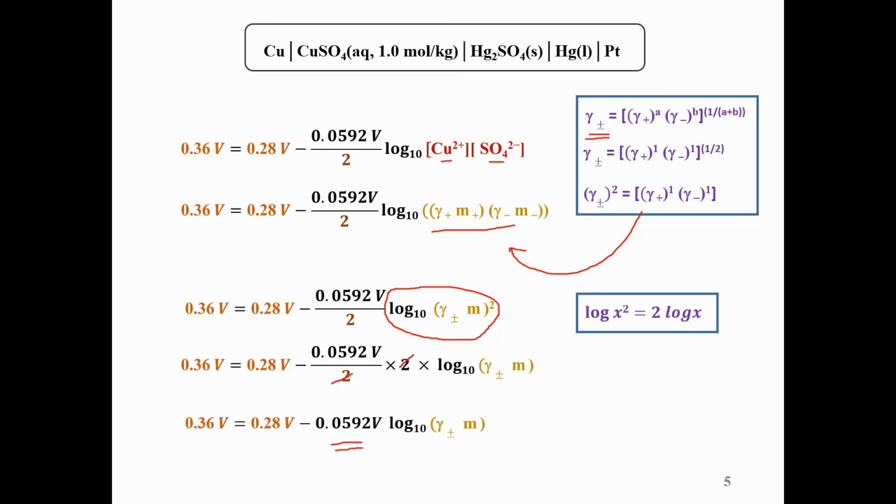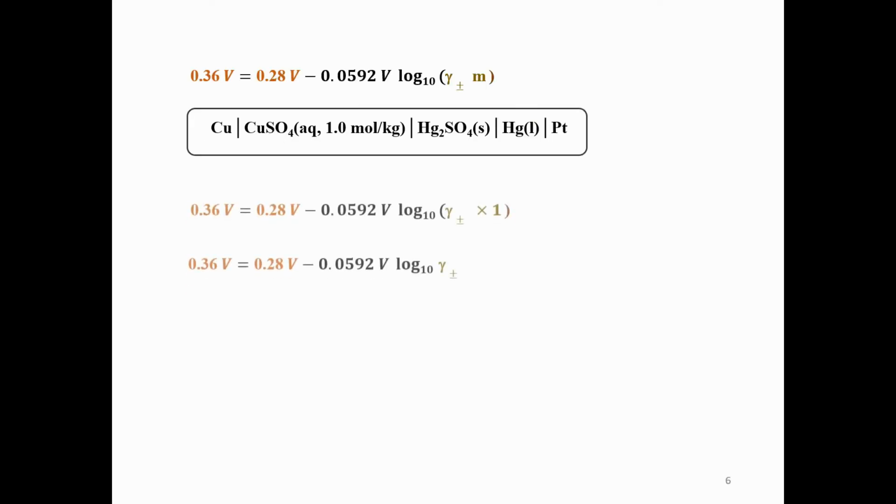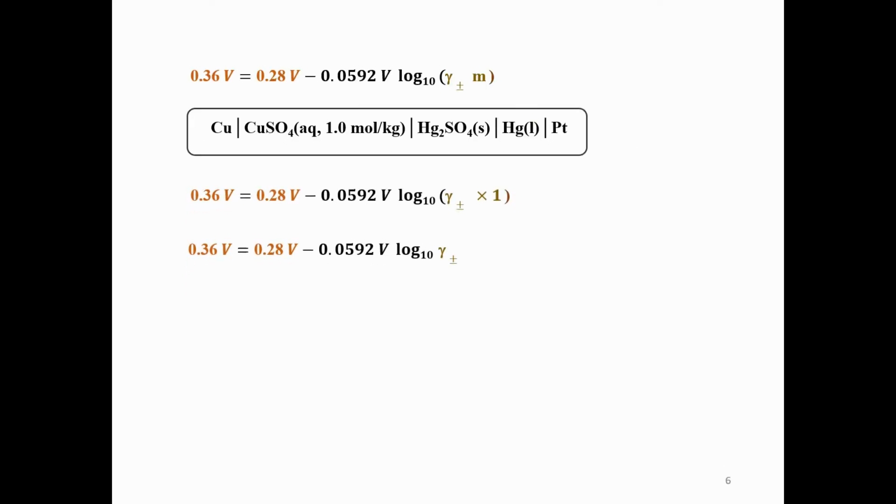Let's substitute the value for m, which is given in the question, that is 1 mole per kg. And now we have 0.36 volt equal to 0.28 volt minus 0.0592 volt log gamma plus or minus. After rearranging, we have log gamma plus or minus equal to minus 1.358. Taking the anti-log of this minus 1.358 will give gamma plus or minus equal to 0.044. And that is the answer for our question.